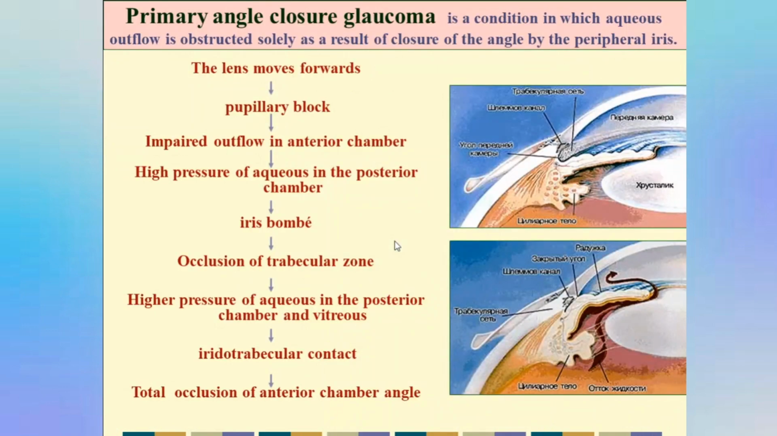Okay, let's go further. We should speak about primary angle closure glaucoma. Primary angle closure glaucoma is a condition in which aqueous outflow is obstructed slowly as a result of closure of the angle by the peripheral iris. How does it happen? Usually the lens moves forward, and pupillary block appears.